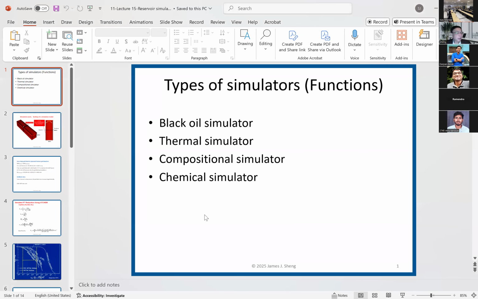Okay, good morning. First, yesterday some students asked questions through the chat. The first question is, what is the mechanism of CO2 storage in EOR? Generally, we talk about injecting CO2 to increase oil recovery. Meanwhile, we could store CO2 in the reservoir.